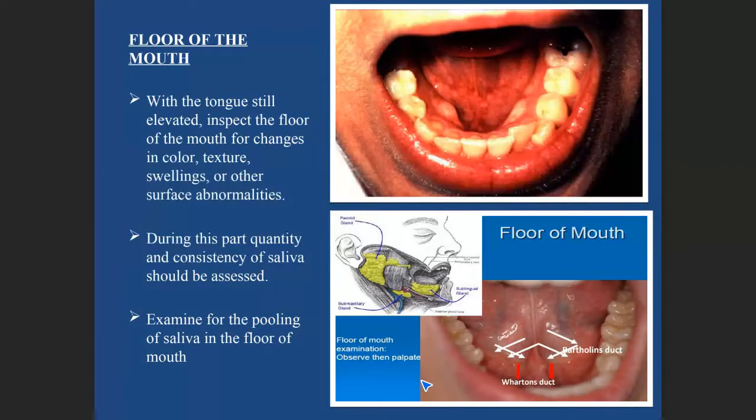Also, when you are checking the salivation in this area, you have to do same how you did for the parotid gland. Okay, same way with the help of gauze piece, dry the openings of the duct, and then do the milking of gland from below the chin, below the lower border of the mandible, and then look for salivation. Okay, and check for both the quantity and the quality of saliva.